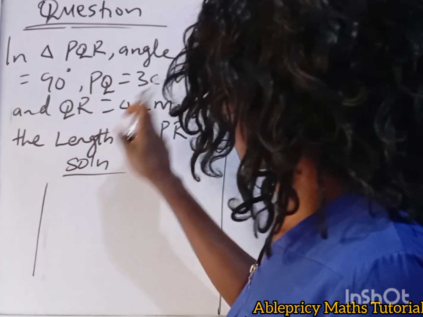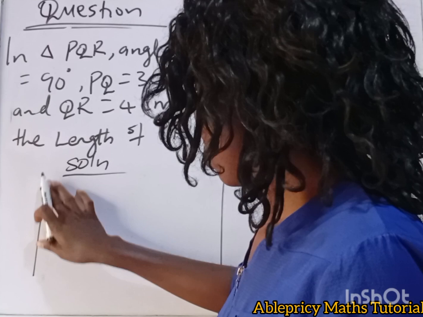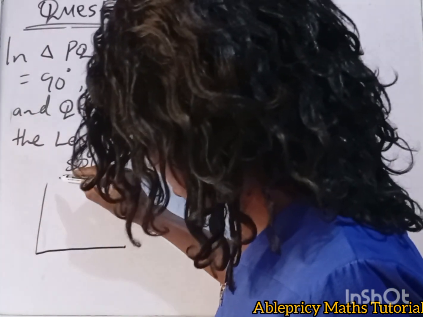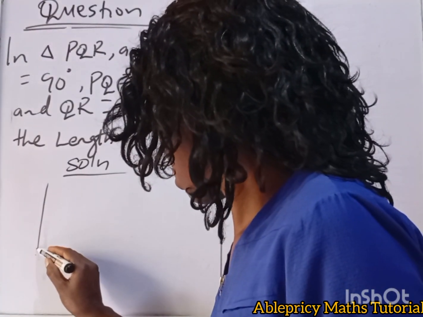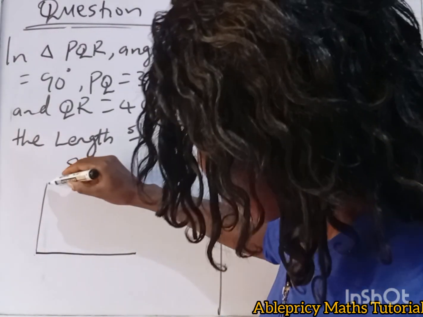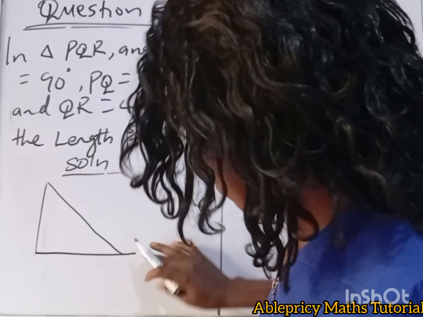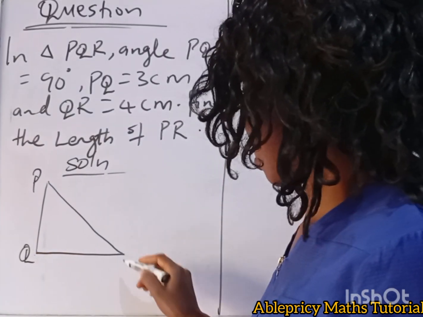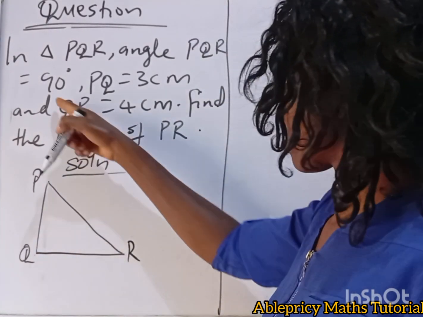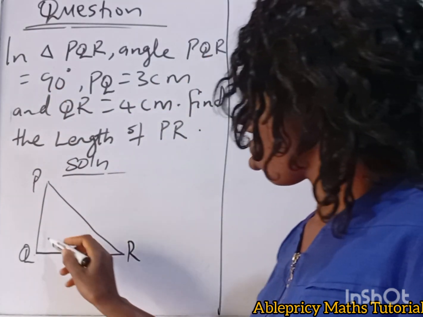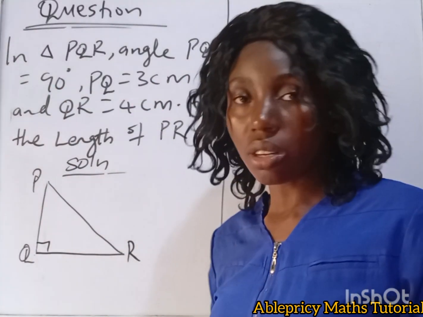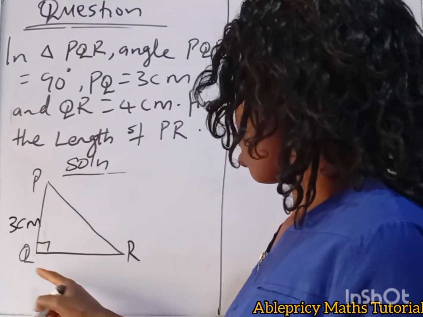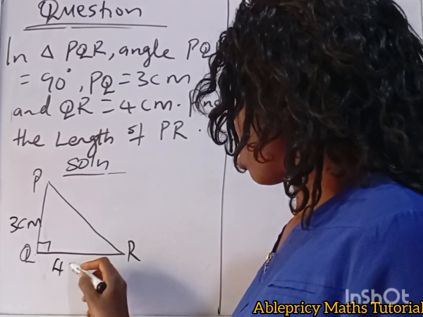It says PQ is 3 cm. So let's say that this is PQ. Here is P, here is Q, and then here is R. Because it says that 90 degrees should be at Q, here should be the 90 degrees, which is at Q. Then PQ is 3 cm, and QR is 4 cm.